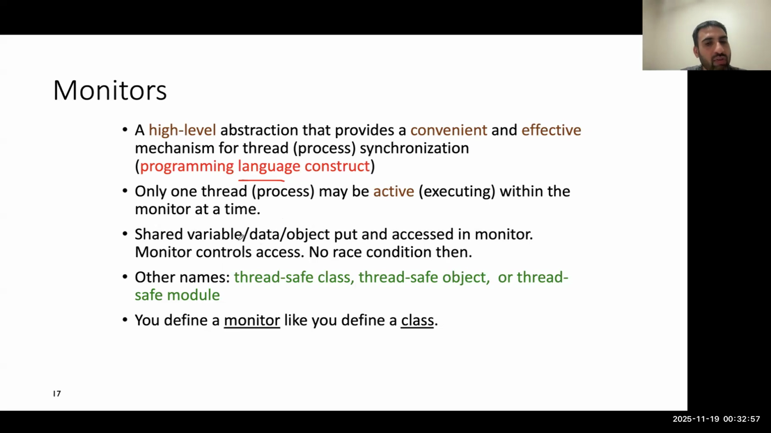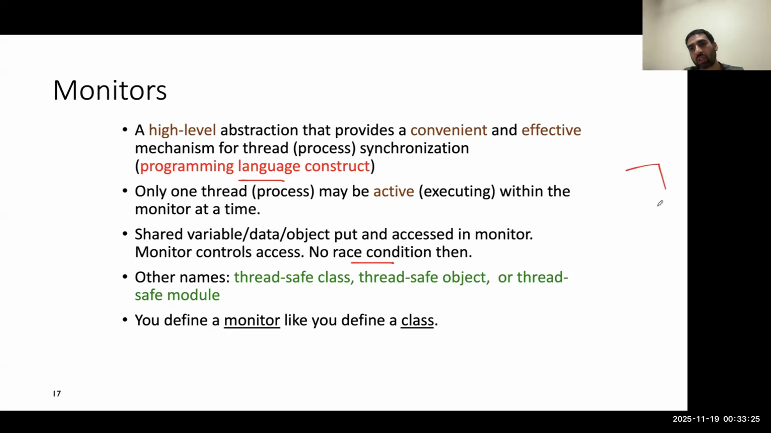So what we do is put the shared variables and data objects within the monitor, and they can be accessed only within the monitor. Since all the shared data are within the monitor, and only one process or thread can enter a monitor at a given time, it means that there is no race condition, because only one thread or process is able to access them, right?